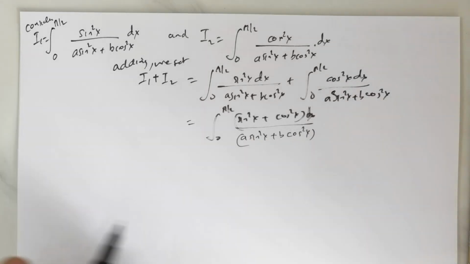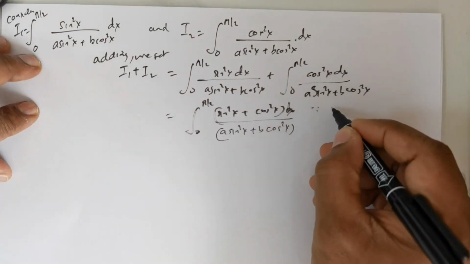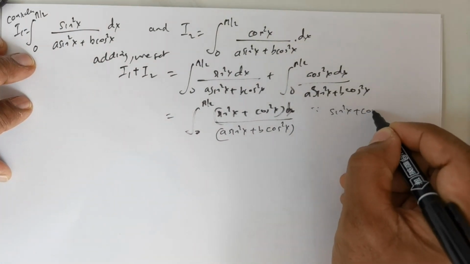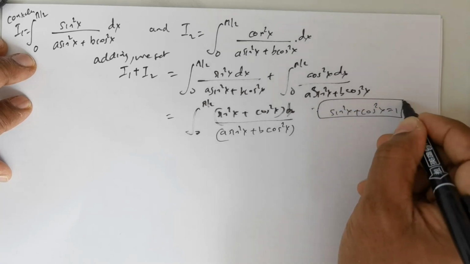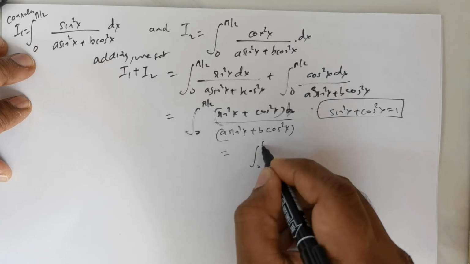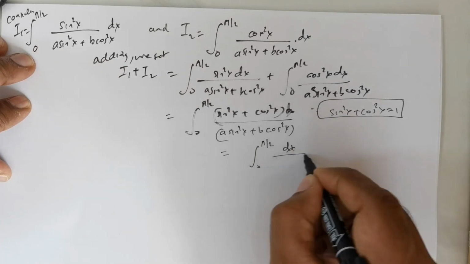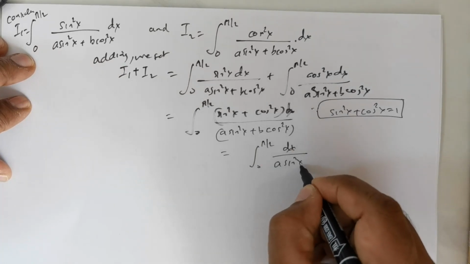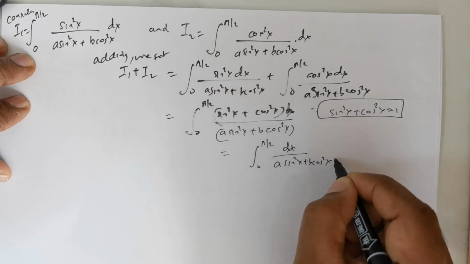Fair enough, right? Now sine squared x plus cos squared x is equal to what? Sine squared x plus cos squared x is equal to 1. Because of that you can apply it over here, and this is going to be the integral from 0 to pi over 2 of dx over a times sine squared x plus b times cos squared x.